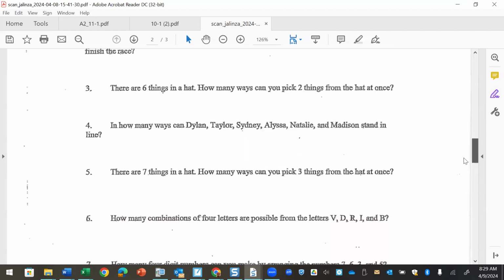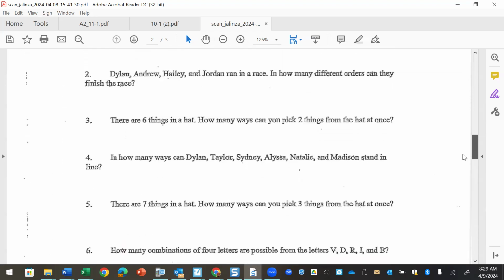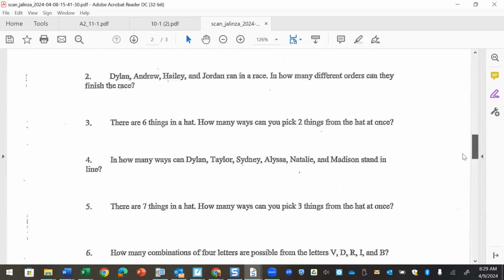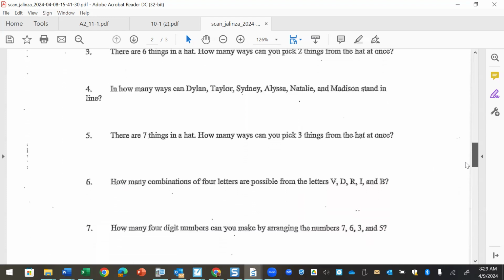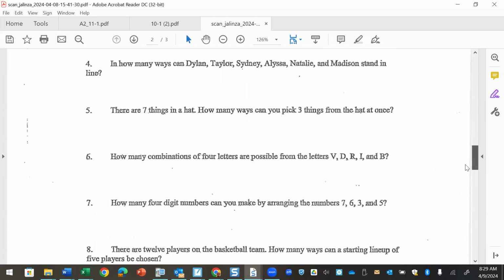All right, let's go to the back. Let's go to the back. Let's do a couple of these. They like their hats, evidently. Let's see.